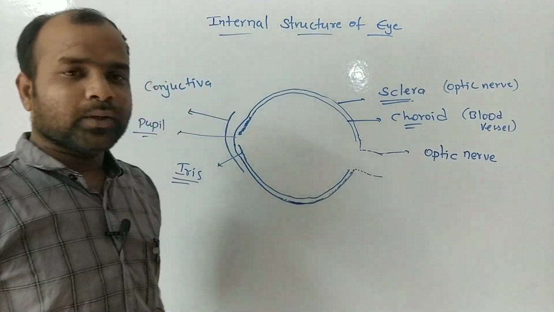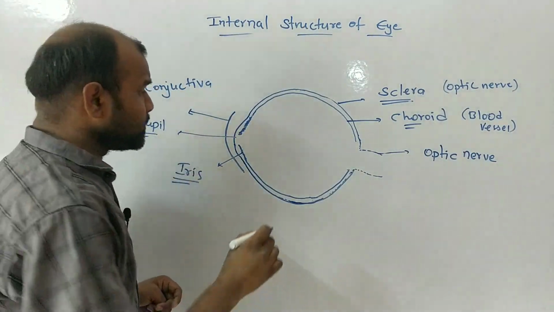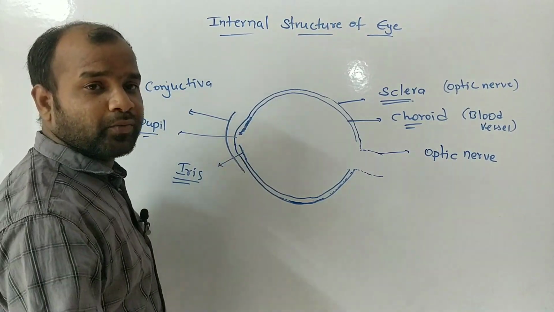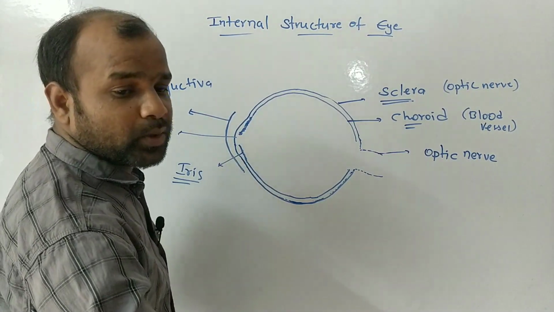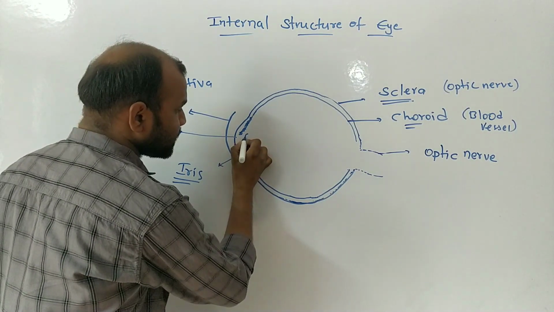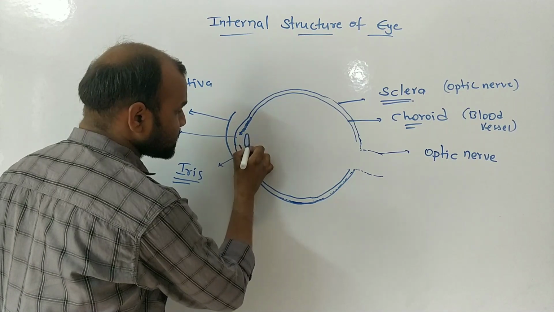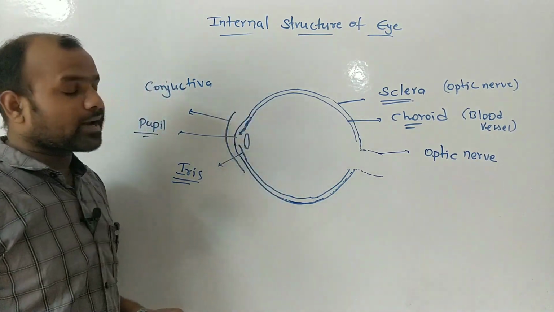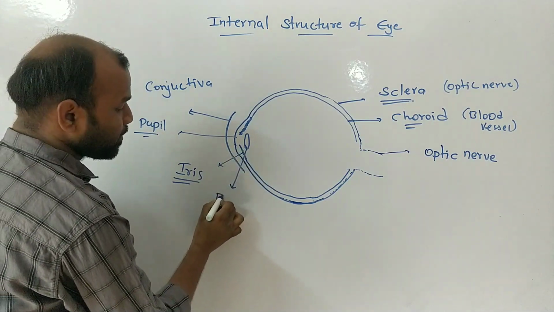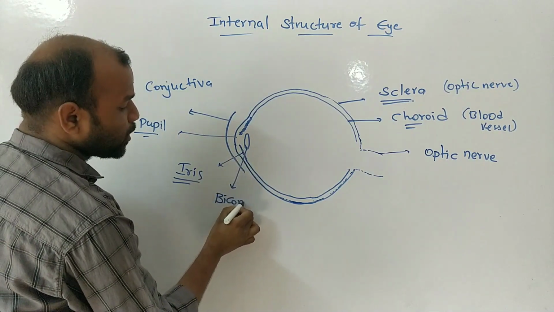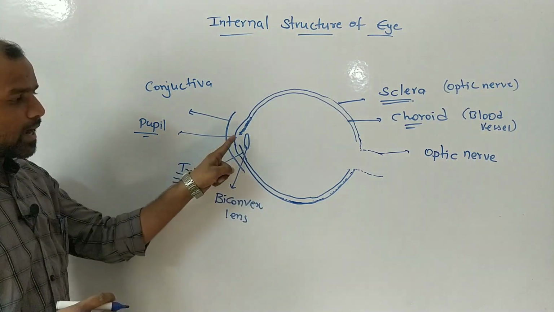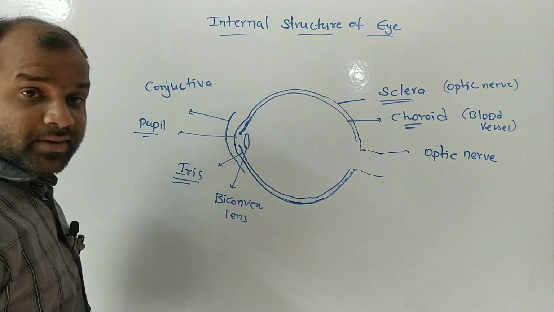Just behind the pupil, there is a small crystalline transparent lens. What type of lens is it? It is a biconvex lens. So just behind the pupil, there is a biconvex lens.